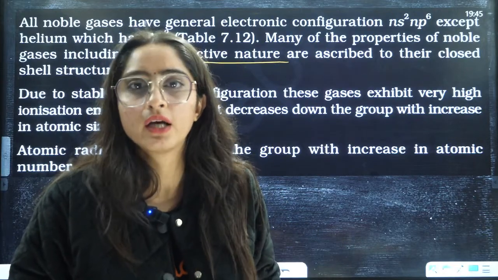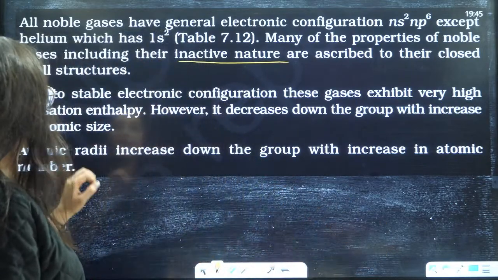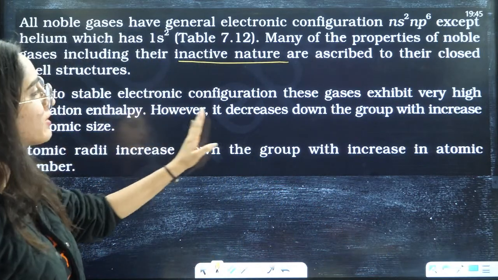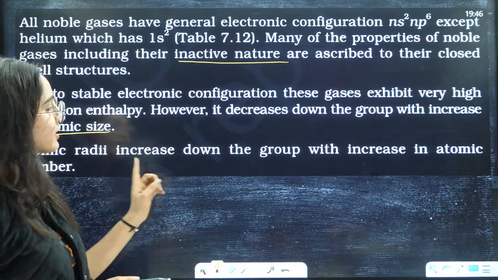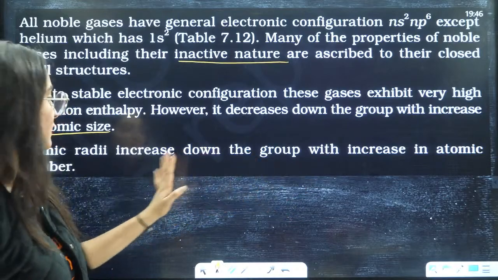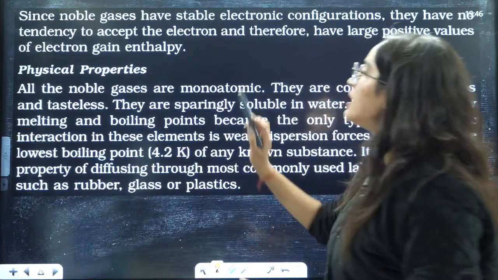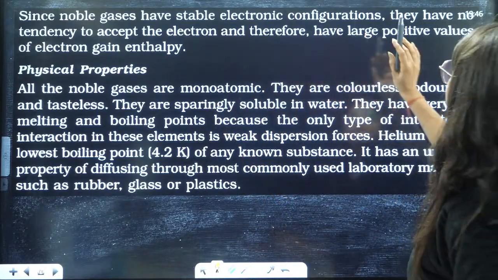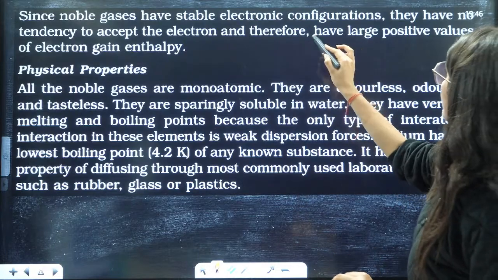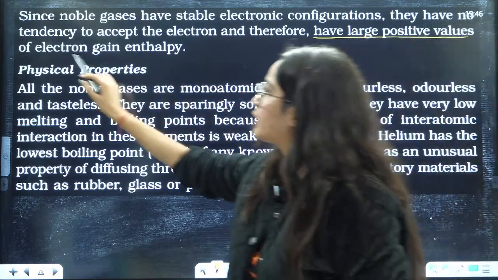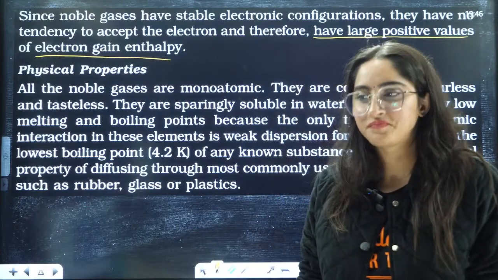They are fully filled. So why would they lose the electron? Why would they gain the electron? So that will be very high, right? Ionization enthalpy, however, decreases down the group with increase in the atomic size. Atomic radii increase down the group with increase in atomic number. This also we have seen. Same trend they are following. Since noble gases have stable electronic configuration, they have no tendency to accept the electron, therefore they have large positive values, right? They have positive values. They don't want to accept it.